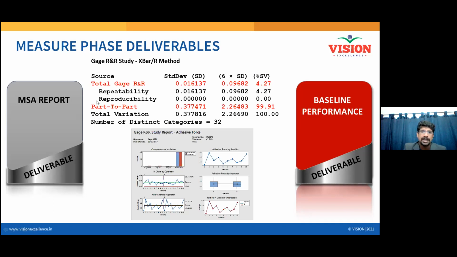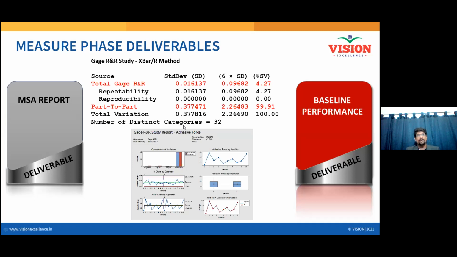Another thing to speak about is NDC, number of distinct categories. It should be more than 6. The number of distinct categories should be more than 6. Then the measurement system which you are using is also a very good one. That is what I can say for now. You will be calculating this NDC also, that is number of distinct categories.